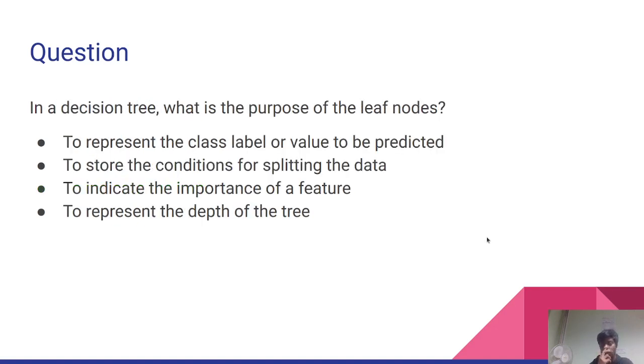Okay, another question. You have a decision tree with the root node, the intermediate nodes, and the leaf node. What do we do at the leaf node? Suppose we have a decision tree, and at the last node of some path, what do we do? To represent the class label or value to be predicted.